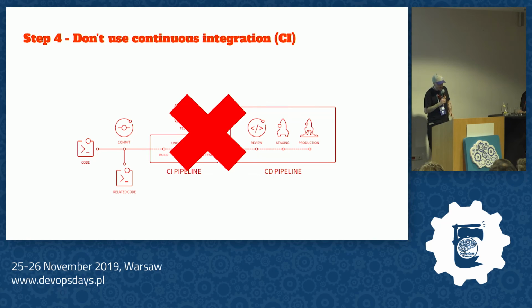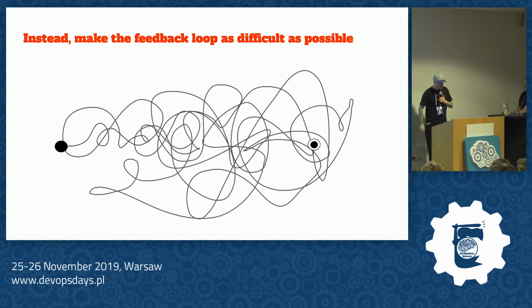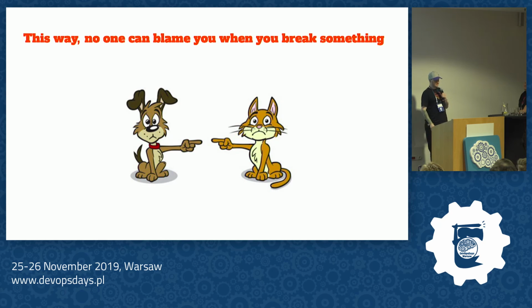The fourth step is to not use continuous integration. This step is quite easy to follow if you are following step 2, where you are not testing, because you don't have anything to run on CI. Instead, make the feedback loop as difficult as possible. This way, no one can blame you when you break something, because your change will go together with so many changes, because it takes so much time to deploy, that if you break something, they will not know that it was your change that broke it in production.